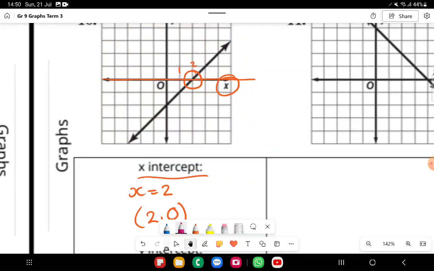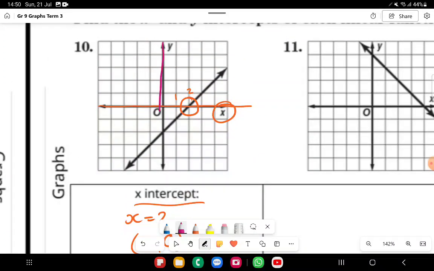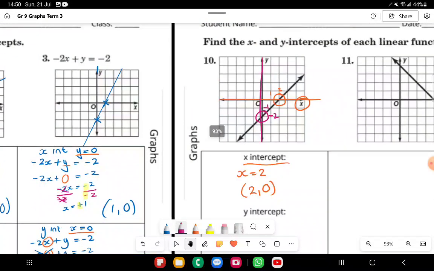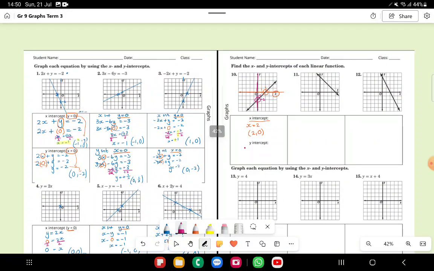If I do my y-intercept in pink, I'm going to go on that line, not very straight, and that's where it cuts, which is -2. So y is -2. My coordinates are 0, -2. Same thing on the other two.